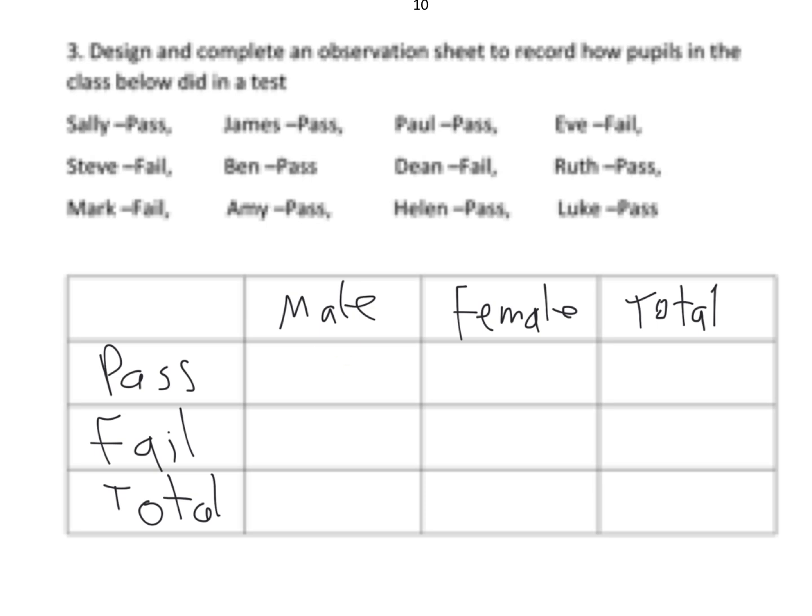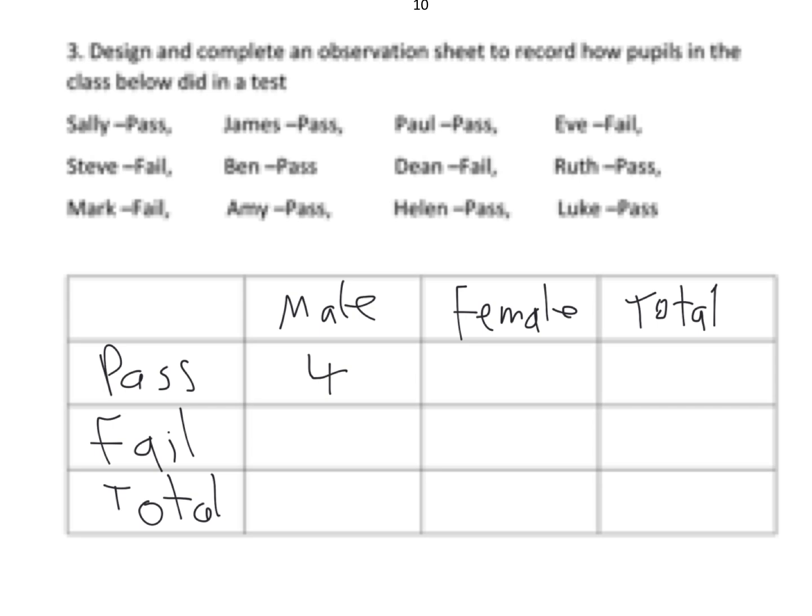So, we've got James passed as 1, Paul passed as 2, Ben passed as 3, Dean didn't pass, Mark didn't pass, and Luke passed. So how many was that? Hopefully 1, 2, 3, 4. 4 males passed. Different ways we could be recording that there.